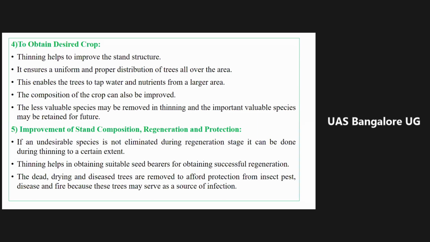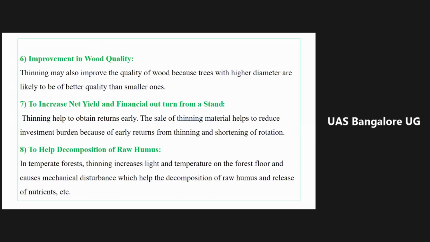And then dead, dying and diseased trees are removed to offer protection, mainly from insect pests, also from some diseases, and also from fire, because these trees may serve as a host or source for infection. Then another objective is the improvement in wood quality. Thinning may also improve the quality of wood, because trees with higher diameter are likely to be of better quality than smaller ones.